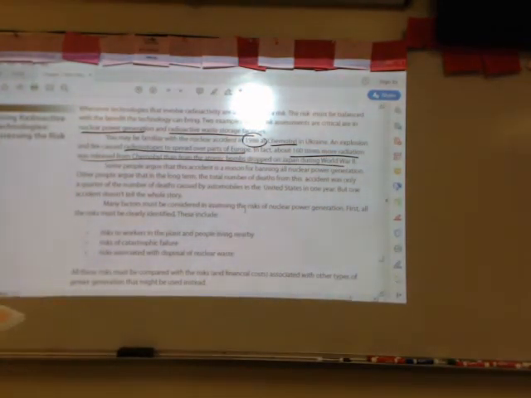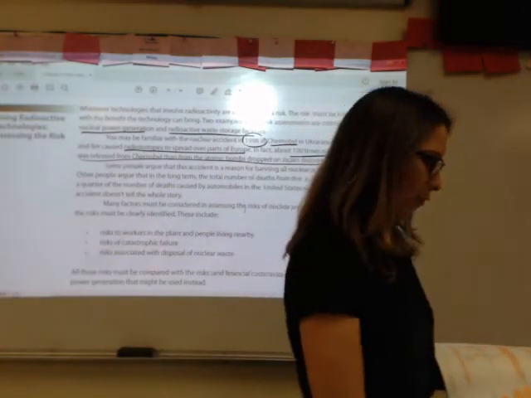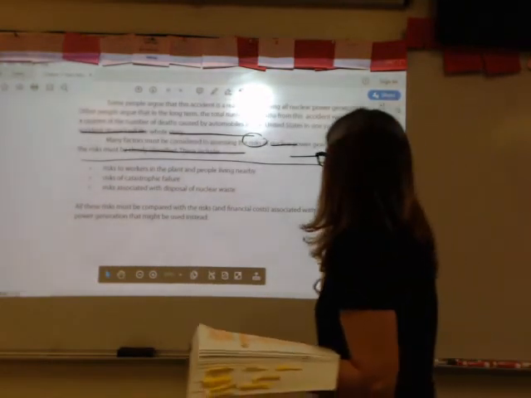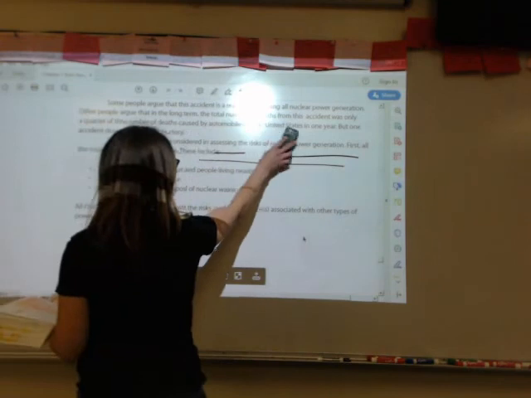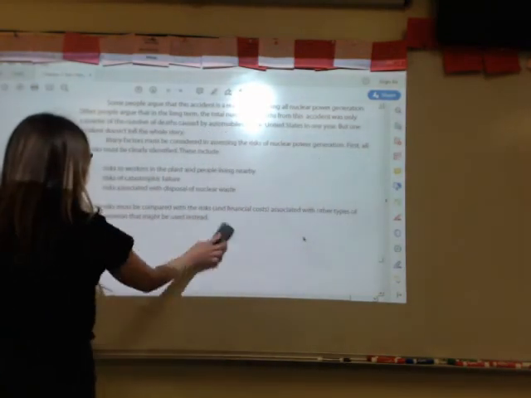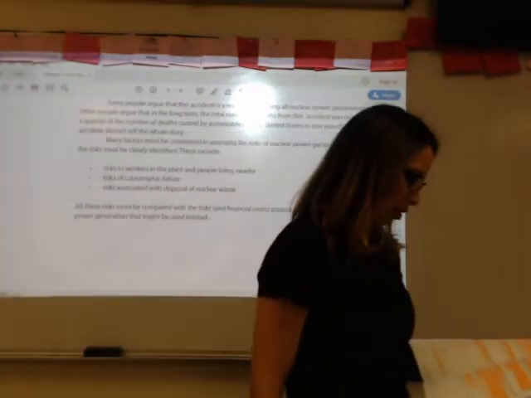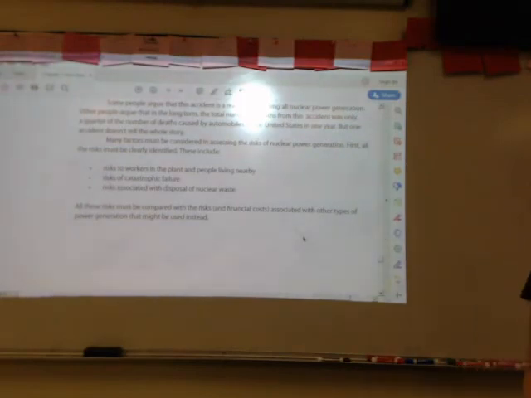Some would argue that this accident is a reason for banning nuclear power generation. Other people argue that long term, the total number of deaths from that accident was a quarter of the deaths caused by automobile accidents in the United States in a year. But one accident definitely doesn't tell the whole story. There are a lot of factors that you have to consider when assessing the risks of nuclear power generation. Those risks would include: are there risks to workers working at the plant or people that live nearby? Is there risk for some sort of catastrophic failure of the plant? And are there risks associated with disposing the nuclear waste?